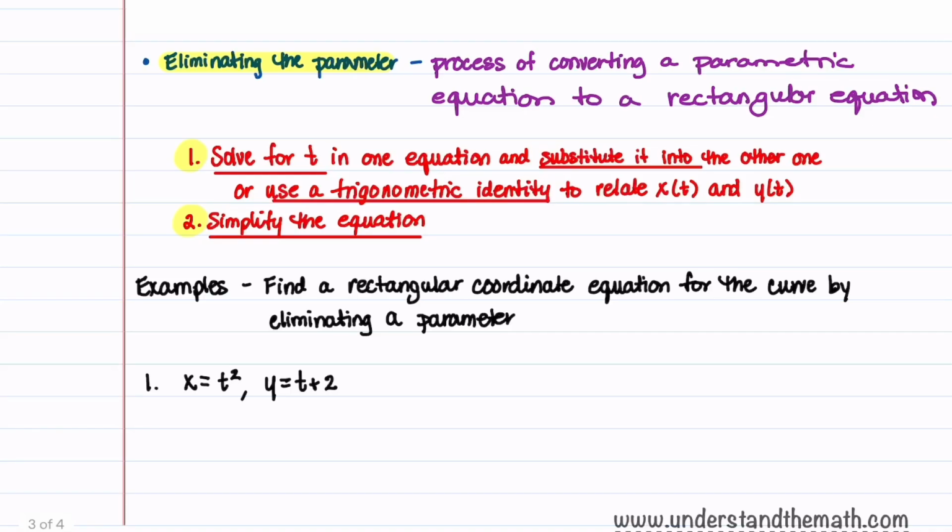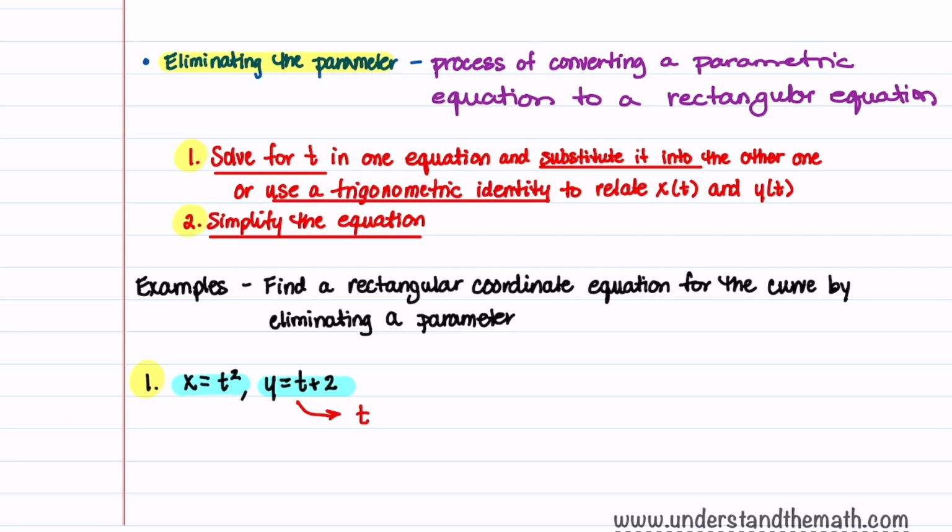In this video, I'm going to walk through 3 example problems and show you how to convert a parametric equation to a rectangular equation by eliminating a parameter. In our first example, x is equal to t squared and y is equal to t plus 2. We'll first solve for t in our equation for y, and then we'll substitute it into our equation for x.